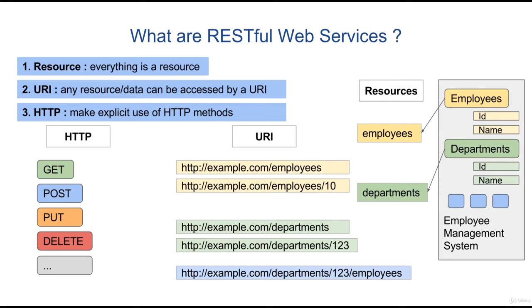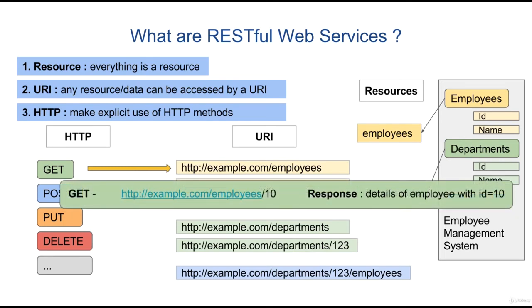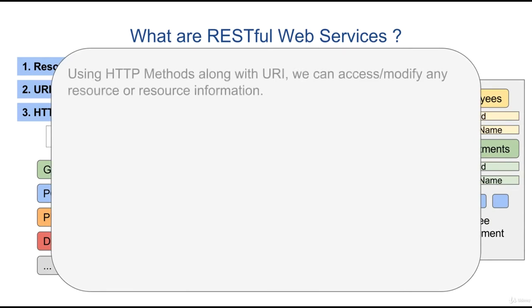Now in REST, we make explicit use of these inbuilt HTTP actions. So for example, if I want to retrieve the details or the list of all the employees, I will do a get on the URI /employees, and it will list out all the employees from the system. Similarly, if I want to access the details of a particular employee, I will do get on /employees/10. In this case, I will get details of the employee with ID 10. So I hope you are understanding this. We can use the HTTP methods along with the URI, and we can access any resource or modify or create a resource.